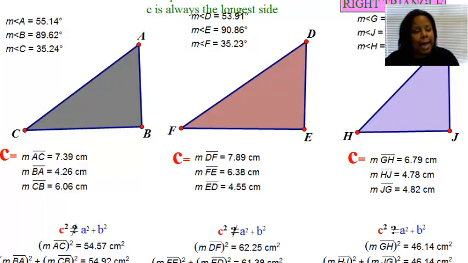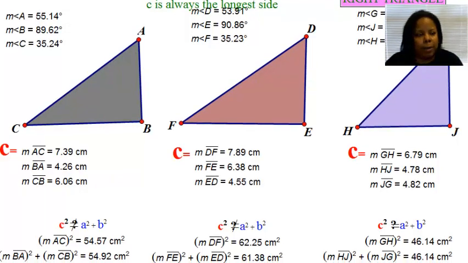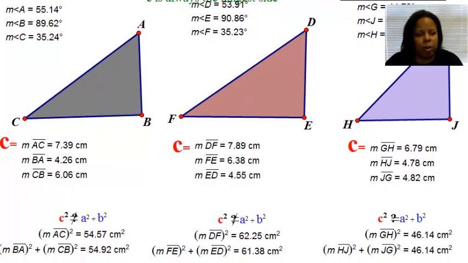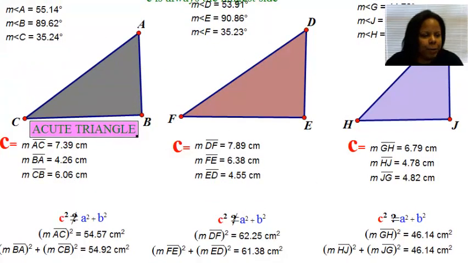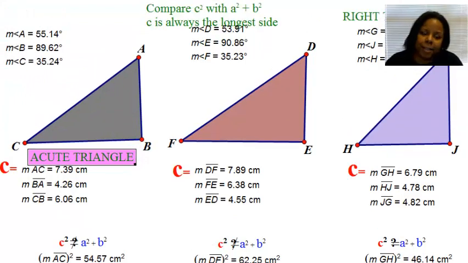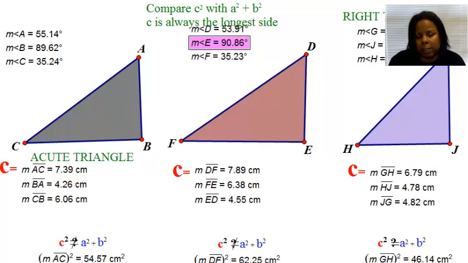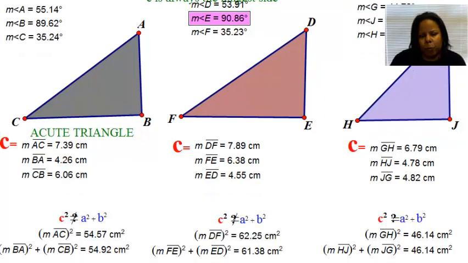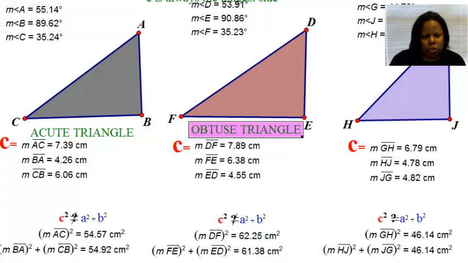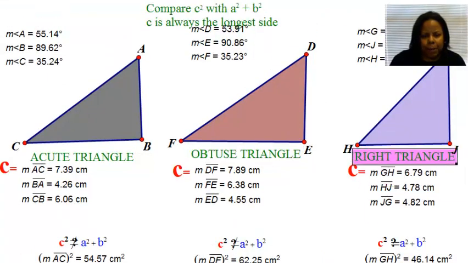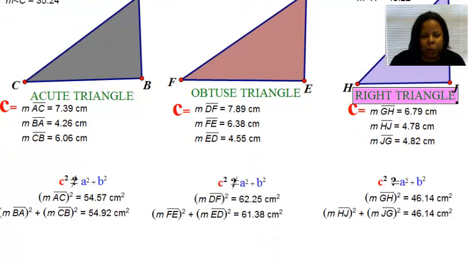Well, we can classify it as an acute triangle, and the reason why we can classify it as an acute triangle is that all the angles are less than 90 degrees. So we know that this is an acute triangle, and based off the angles for triangle DEF, we can see that one of the angles is larger than 90 degrees, so therefore we can classify the second triangle as an obtuse triangle. Okay? And of course, we already had determined this was a right triangle.